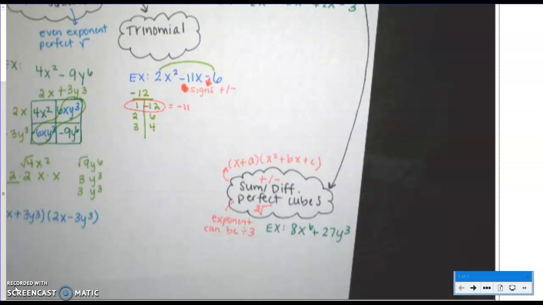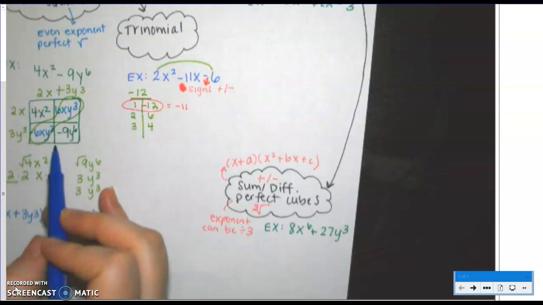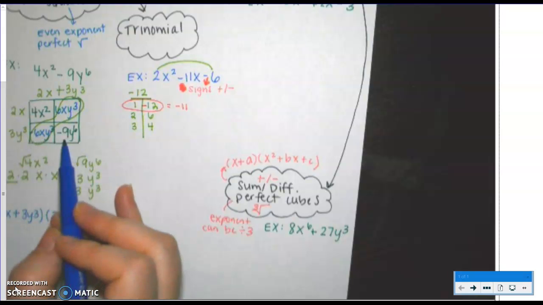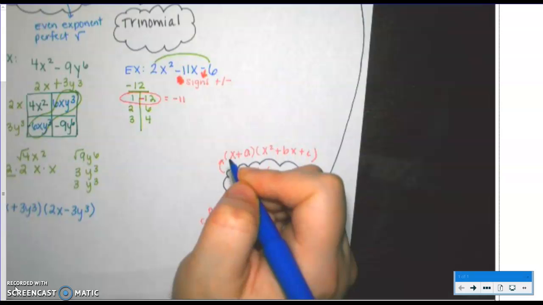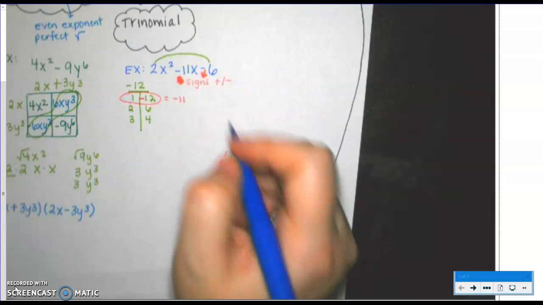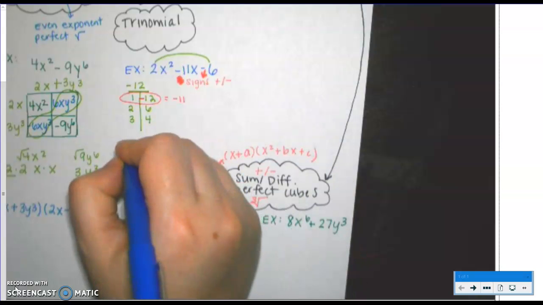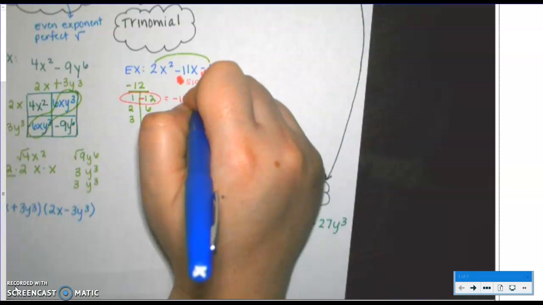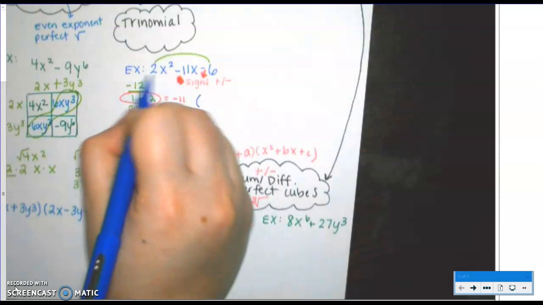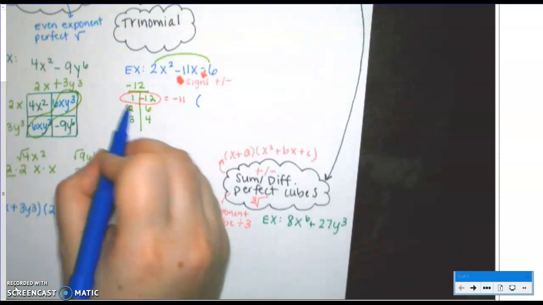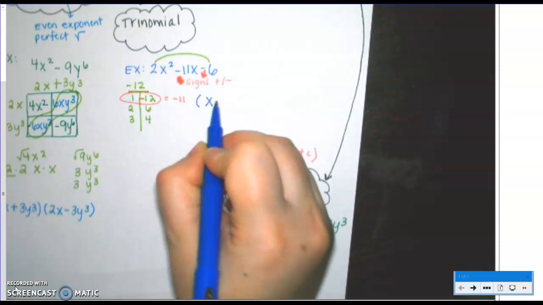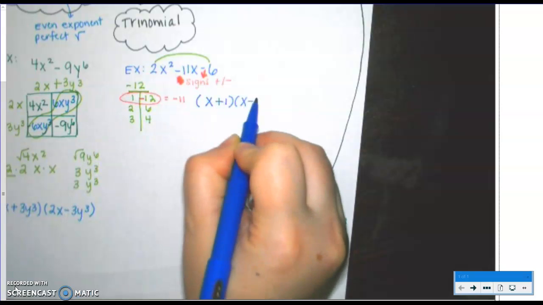All right, so there's a little shortcut that I do. It's shorter than making a box. The box is more efficient because you can check it. So I'll do the shortcut way here, and then in class we'll do some with a box together. So the quick way is to ignore the 2 for a second and just use the pair that we found. So x plus 1, x minus 12.